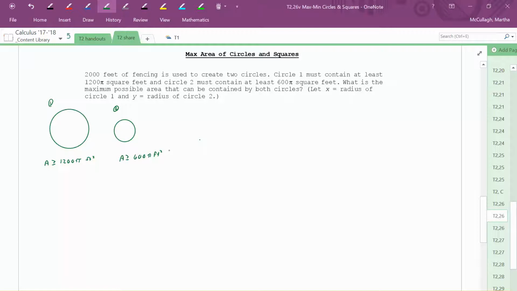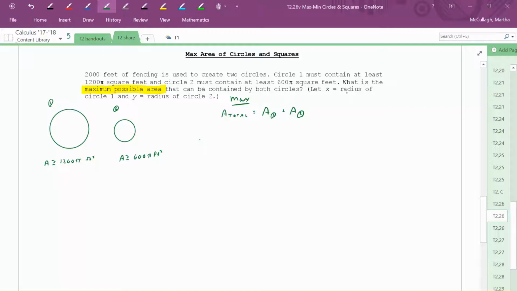What is the maximum possible area? So we're maximizing area. Maximum possible area that can be contained in both circles. So if I want my total area, that's going to be made up of the area of circle 1 plus the area of circle 2. And this is what I'm maximizing.